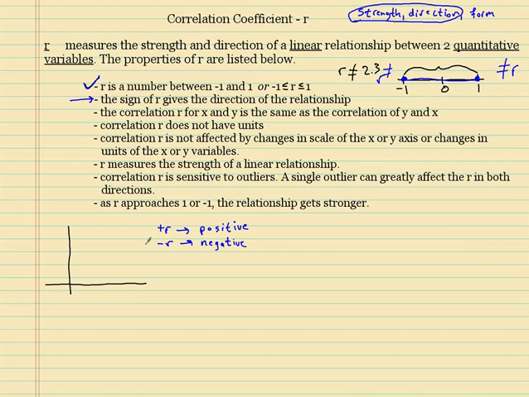The correlation R for X and Y is the same as the correlation of Y and X. So all that's saying is if you have an X and a Y here, and let's just say our R is 0.8. Okay, so does it satisfy the first property? Yes, it does. 0.8 is somewhere right around here. So all that's saying is if you take your X's and make them into Y's, and you take your Y's and make them into X's, R will be the same.